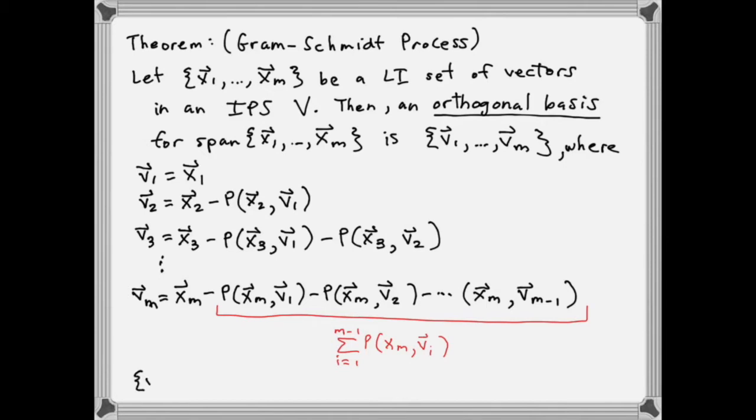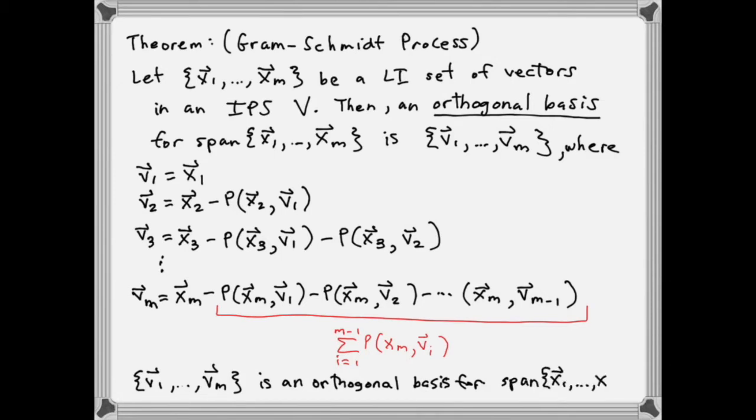So V1 to Vm is an orthogonal basis for the span of the original m vectors. Now it's important though that the original m vectors should be a linearly independent set of vectors.